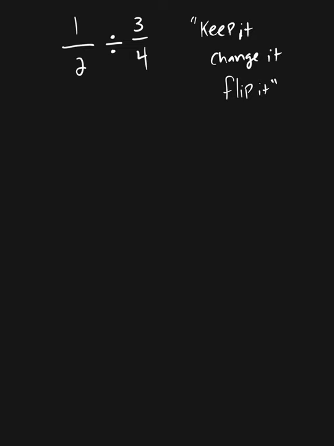So if I have the fraction 1/2 divided by 3/4, so I've got a half divided by 3/4. I'm going to keep the first fraction, so I'm going to keep the 1/2. I'm going to change the division sign to multiplication, and then I'm going to flip it. So instead of 3/4, it's going to be 4/3. This is also known as the reciprocal.